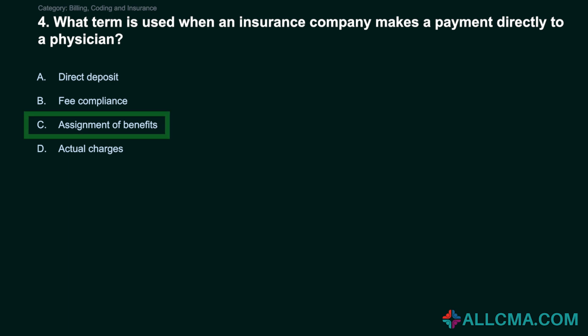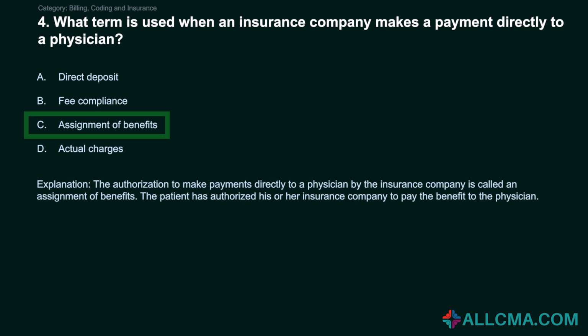Assignment of benefits. The authorization to make payments directly to a physician by the insurance company is called an assignment of benefits. The patient has authorized his or her insurance company to pay the benefit to the physician.